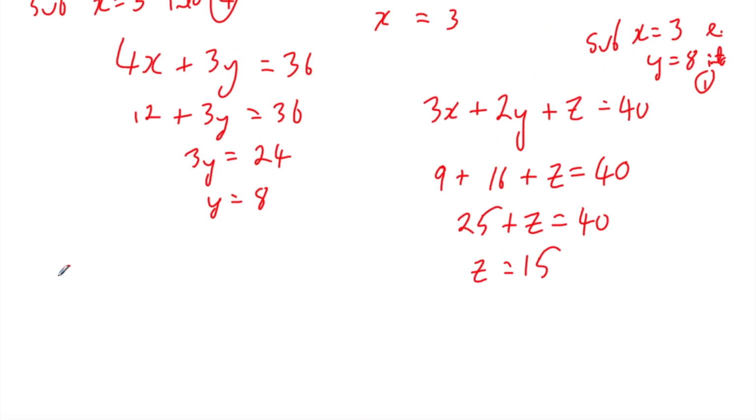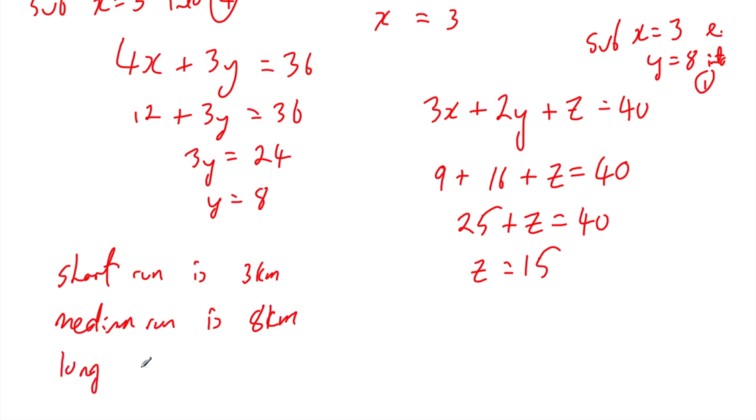So that's fantastic. We've found that a short run is 3 kilometers, a medium run is 8 kilometers, and a long run is 15 kilometers. We found what x, y, and z are. If we wanted to work out the ultra run, we'd increase the 15 kilometers by 20%, and that would be equal to 18 kilometers, but we weren't asked to do that in this question.